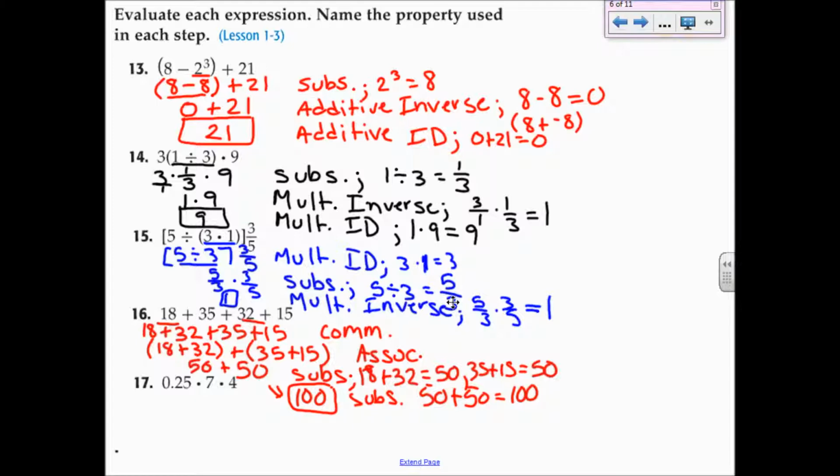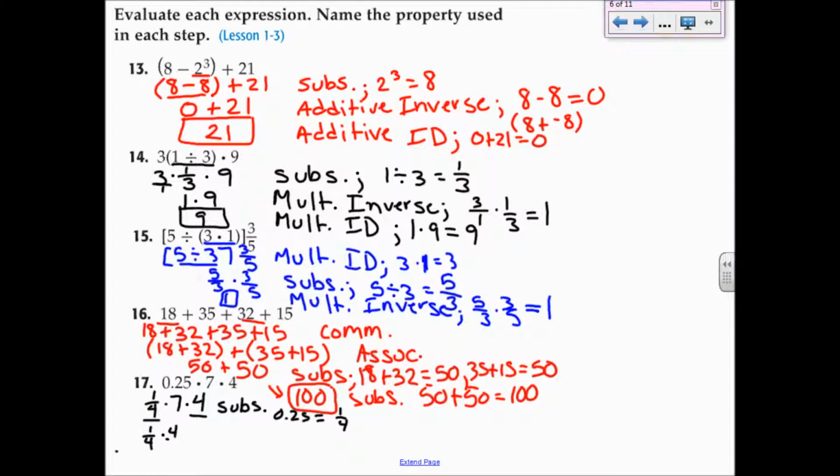All right, my next and last one is for number 17. I'm going to replace 0.25 with another equivalent way of saying that, which is the fraction 1/4. So I'm going to do 1/4 times 7 times 4, and that's by the substitution property, which says that 0.25 is the same thing as 1/4. Then I'm going to put the 1/4 and the 4 next to each other with the commutative property.